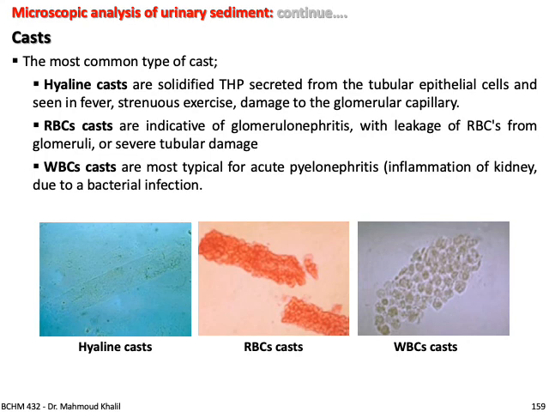The hyaline casts are solidified THP secreted from the tubular epithelial cells and seen in fever, exercise, damage to glomerular capillary, while the RBC casts are indicative of glomerulonephritis, which leads to the leakage of RBCs from the glomerular or severe tubular damage. The white blood cell casts are most typical for acute inflammation in the kidney due to bacterial infection.